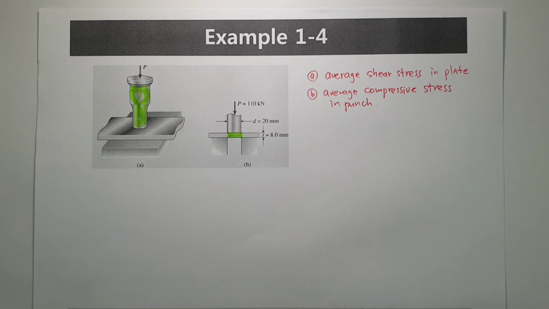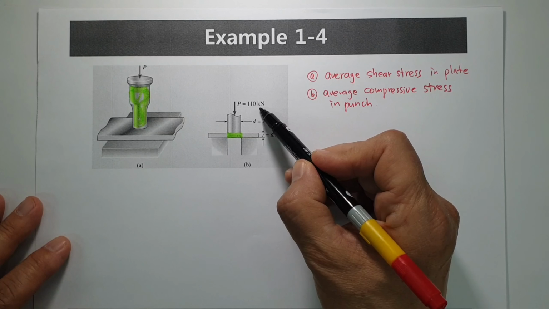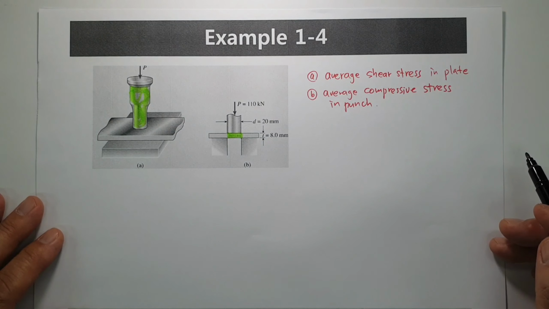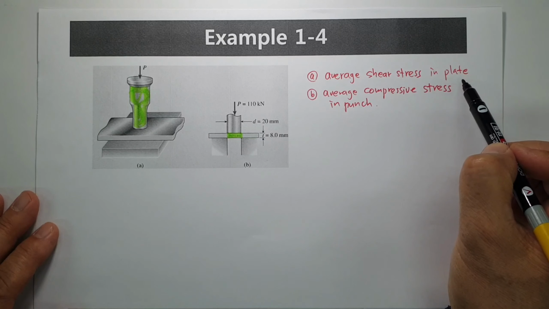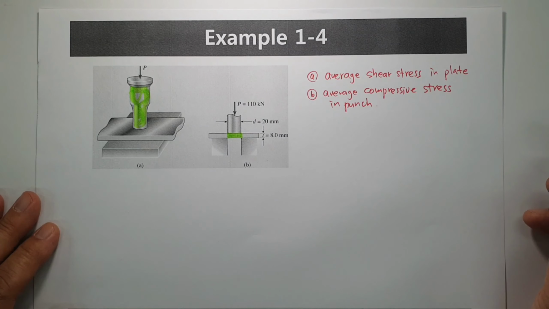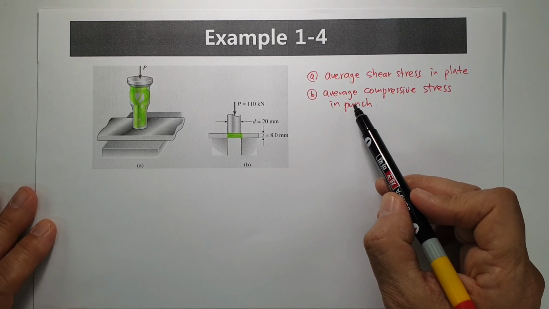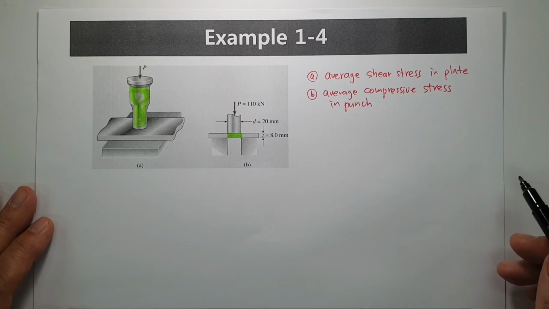When you deal with this kind of problems, be aware of kilonewton, that's different. Okay, our question is average stress in the plate. In the plate, we would like to know average shear stress. Next question is average compressive stress in the punch. Okay, let's think about both problems.